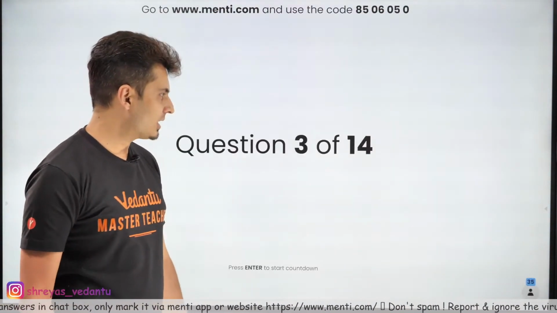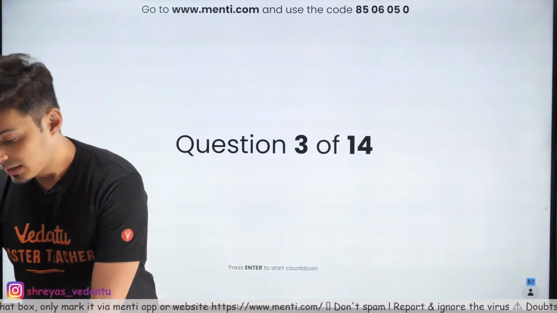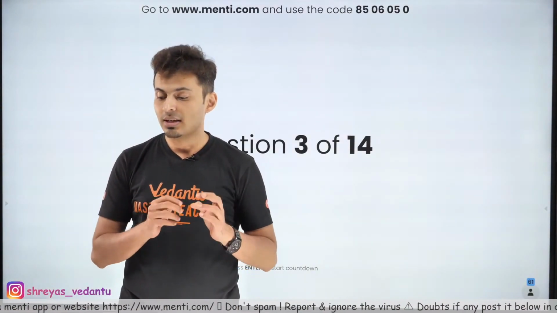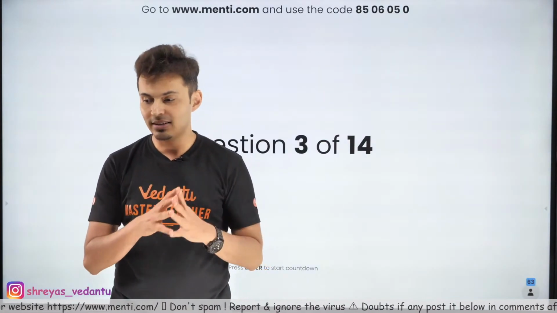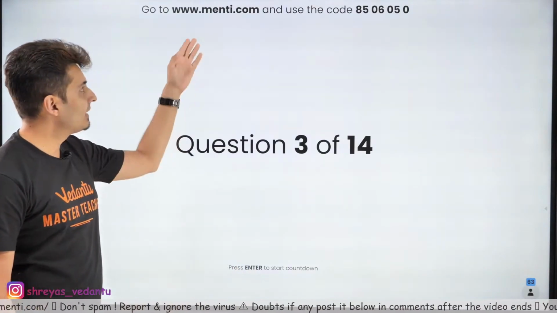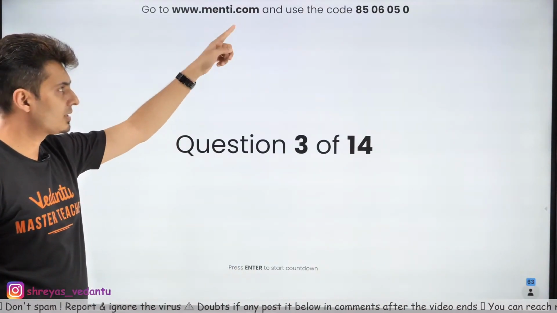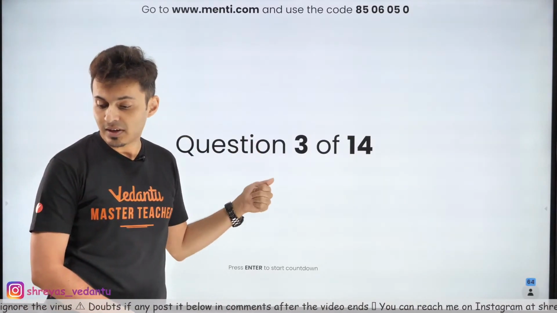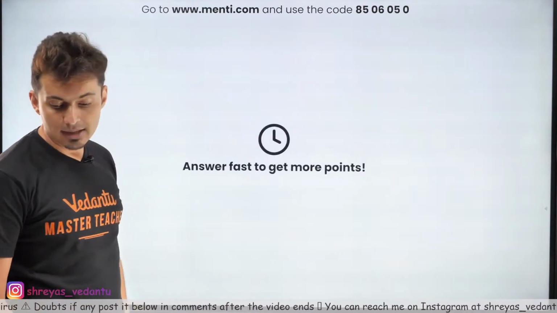Okay. Next question coming up on your screen now. If a person is standing in an elevator, in which situation can he find himself weightless? Go to menti.com and use the code 8506050. The question is, in which situation can a person standing inside an elevator find himself weightless?